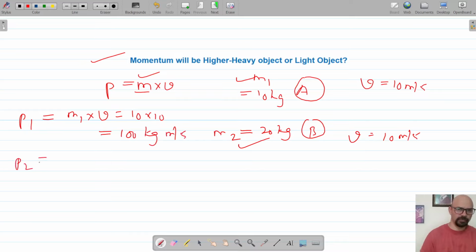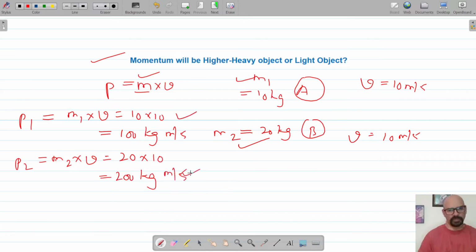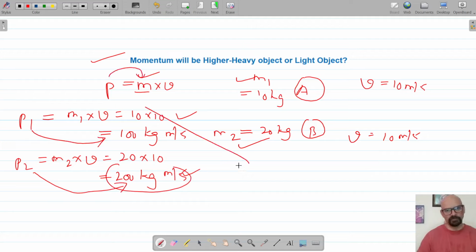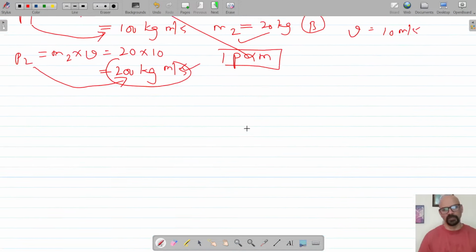Now let's calculate the momentum of the second object, which is m2 into v. The mass of the second object is 20, the velocity is the same, which gives us 200 kg meter per second. Do remember to put in the SI units. So the momentum of the heavier object is more as compared to the momentum of the lighter object. We can say the more the mass, the more the momentum, or that momentum is directly proportional to the mass of the object. So a heavier object will have higher momentum and a lighter object will have lower momentum.